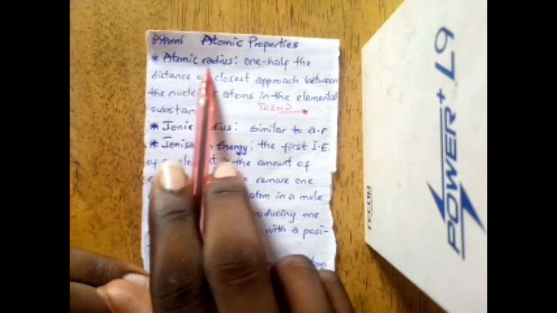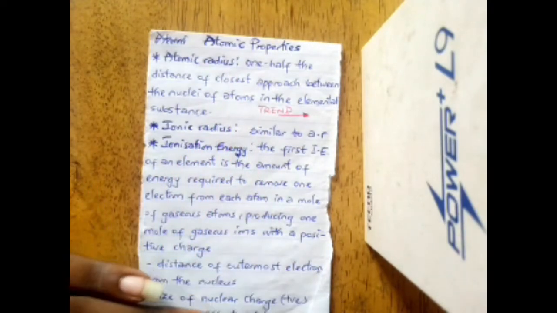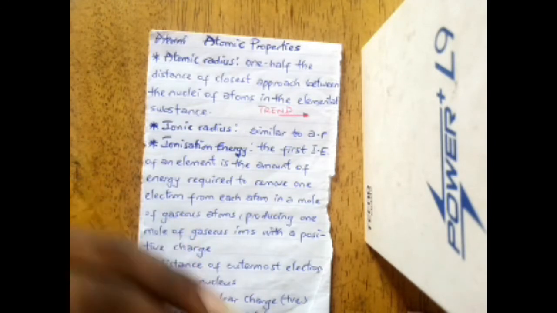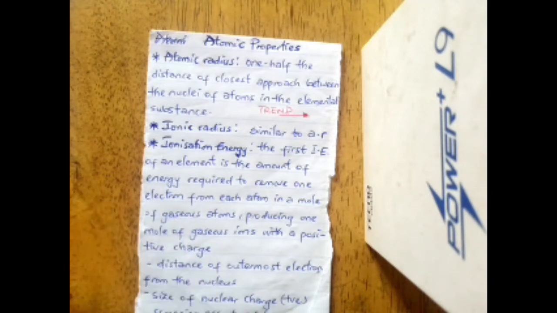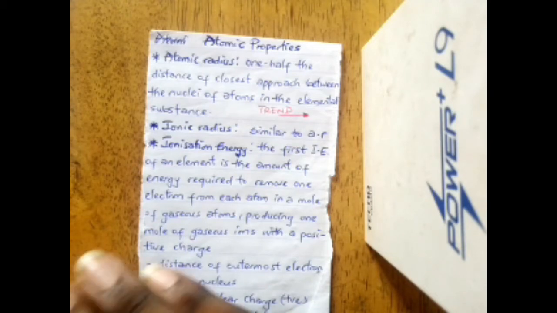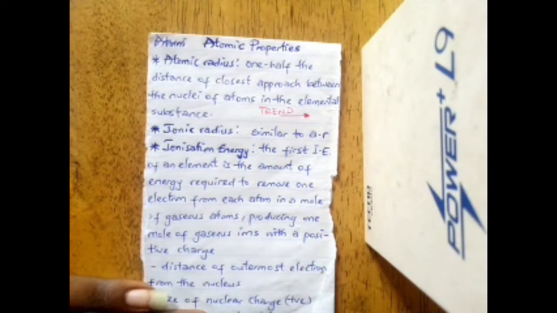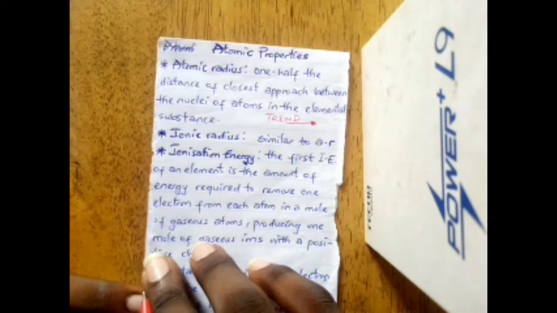So first I have the atomic radius. Now every element has atoms. So each one of them has their various atomic radius. So I have a group of various elements in the periodic table. Each one of them has their different properties. So how does this property relate to one another? Brings us to atomic properties.